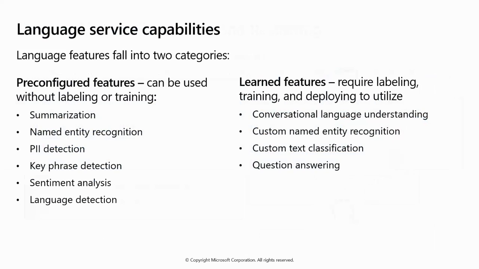The following features are all pre-configured. Okay? Summarization. Summarization is available for both documents and conversation. It breaks the text down into key sentences that are thought to capture the meaning of the input.